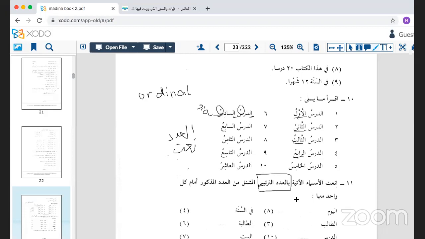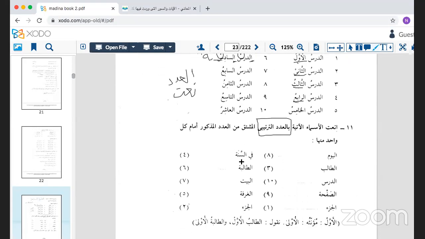If we are using it, for example, with mu'annath, as-sa'atu. What time is it? As-sa'atu as-sabi'atu, seven o'clock. As-sa'atu as-sabi'atu. Because this has got ta' marbuta, this also has ta' marbuta on it.